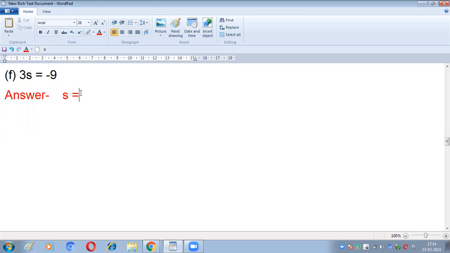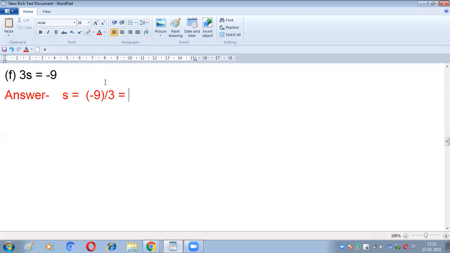So the value for s is equal to... when 3 moves to the right hand side, which sign will 3 carry? Answer in the comment. So friends, 3 will carry the division sign. Here 3 is in multiplication. When 3 moves to the right hand side, it will be divided by 3. So minus 9 divided by 3, which is equal to, 3 multiplied by minus 3, which is minus 9.